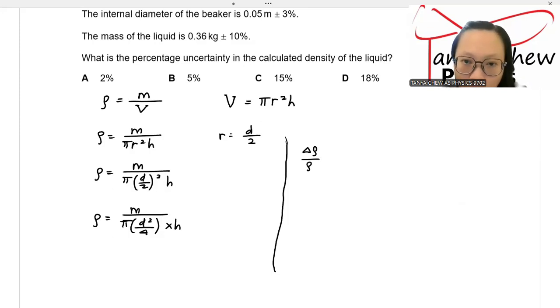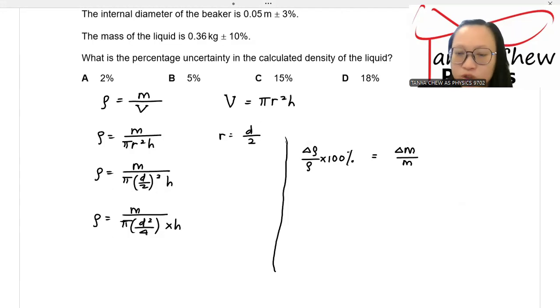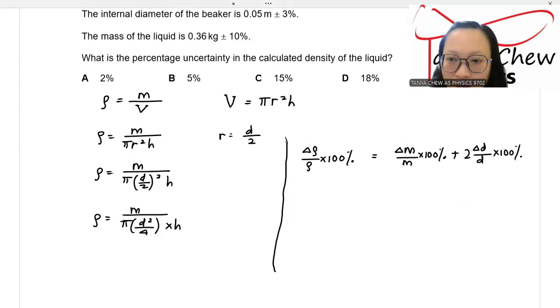Delta rho over rho, right? If you want to find the percentage uncertainty, you just times 100. It is equal to delta m over m. Pi is a constant, so there is no fractional uncertainty for it. But for diameter d, squared, the power times the fractional uncertainty multiplies by 100, plus delta h over h times 100%.